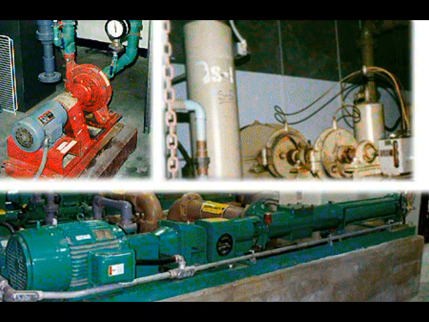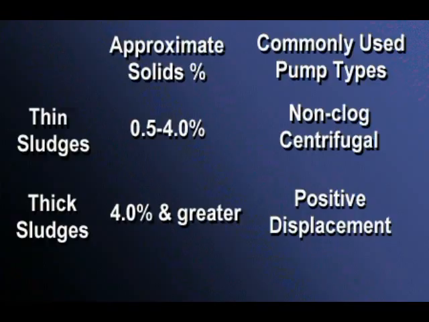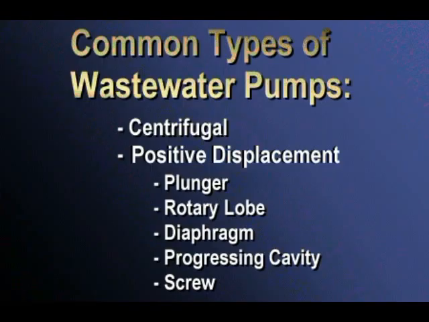The type of pump used to pump sludge depends on the viscosity of the sludge. For example, positive displacement pumps are commonly used to pump thick sludges, and centrifugal pumps are used for thinner sludges, such as return-activated sludge. This slide lists the commonly used types of wastewater pumps. These are the types of pumps this course will cover.